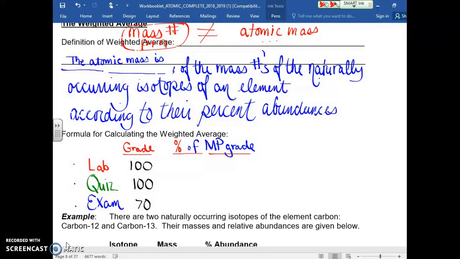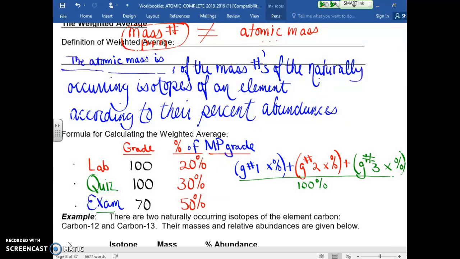Now, based upon our common sense, we know that this exam is weighted much more heavily than your other 2 assessments. In fact, in our class, half of your grade, 50% of your grade, comes from that one exam. 30% of your grade comes from that quiz, and the remaining 20% comes from that lab. So we can use that weighted average formula very easily to figure out what your grade is. Let's plug the numbers in.